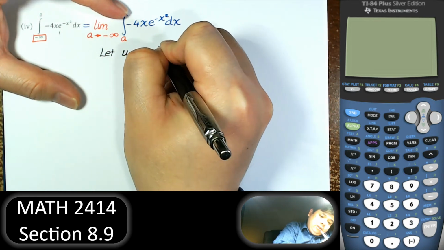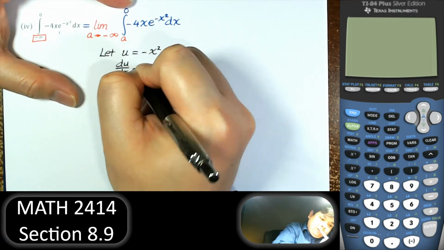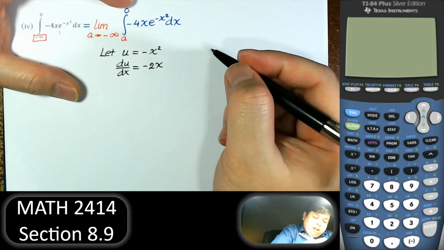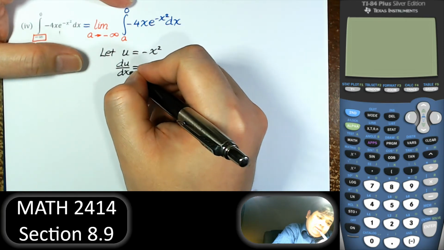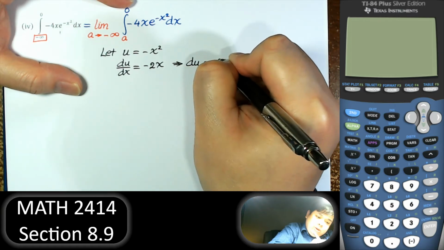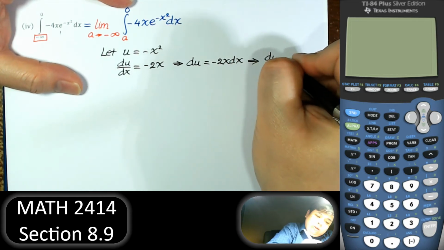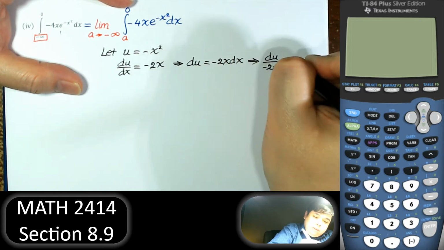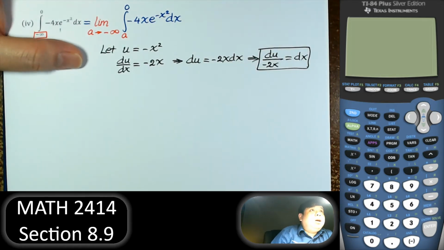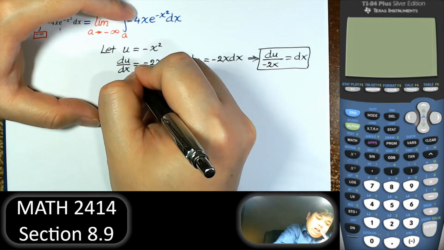And we'll take the derivative: negative 2x, multiply the dx over. So du is negative 2x dx, which implies du over negative 2x is dx. So we have the substitution for dx, and also now we change the limit, not interchange, sorry.